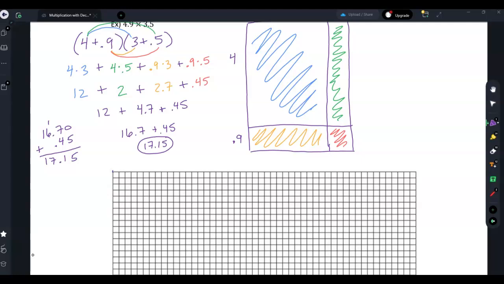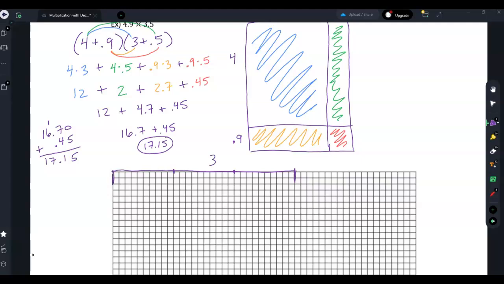So let's see, 1, 2, 3, 4, 5, 6, 7, 8, 9, 10. There's 1. Again 1 through 10. There's 2. And again 1 through 10. There's 3, right? So here is the 3 part of my box.